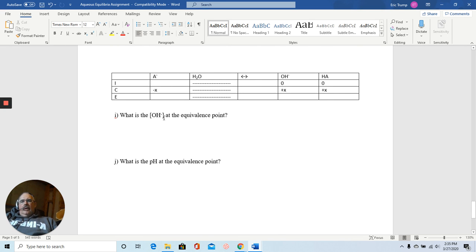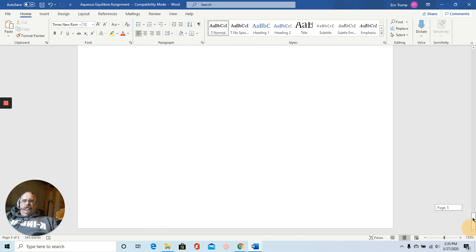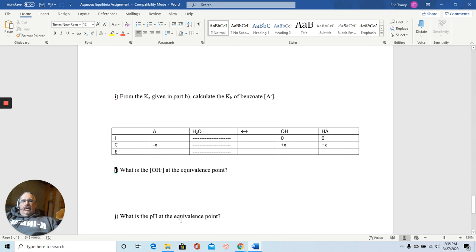And then from that, calculate the pH. You can take the OH, take minus the log, and subtract it from 14. That'll give you the pH. And your pH should be, since the resulting solution should be greater than 7, we're doing a weak acid with a strong base, some number between 7 and 14.